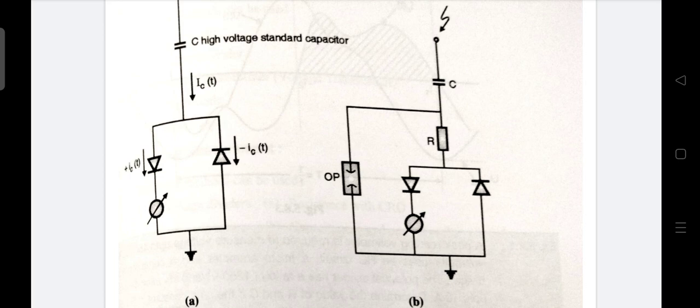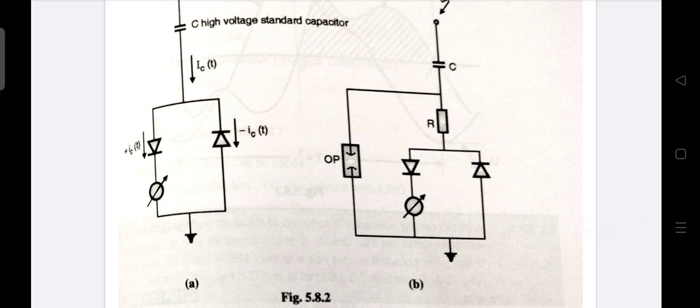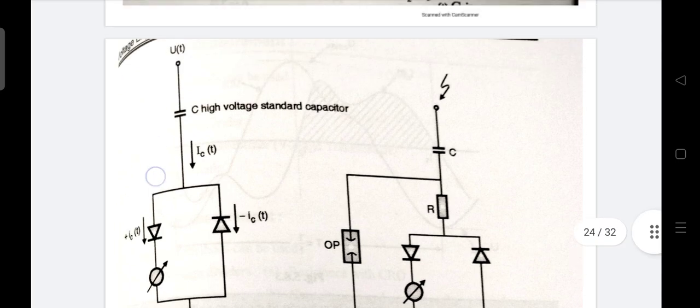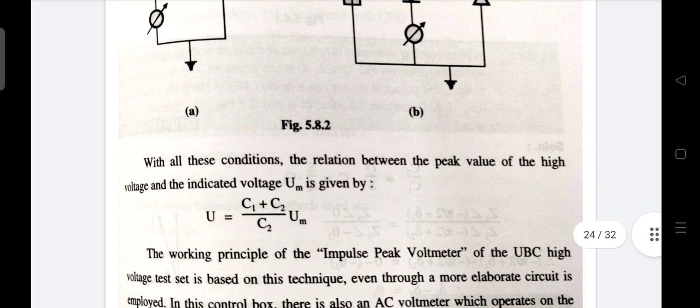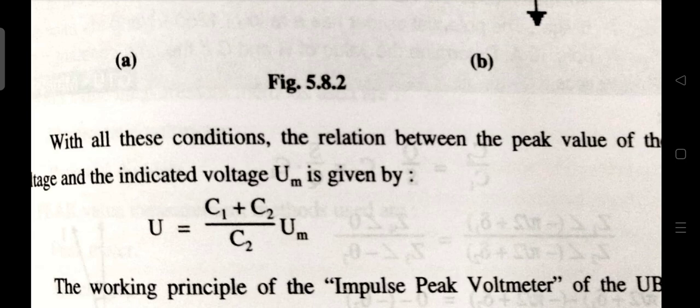On the other hand, the capacitive divider ratio should not be affected much by R2, which requires R2 should be greater than 1/(ωC2). So, we have three conditions to keep C2 as small as possible. With all these conditions, the relation between the peak value of high voltage and the indicated voltage Um is given as U = (C1 + C2)/C2 times Um.